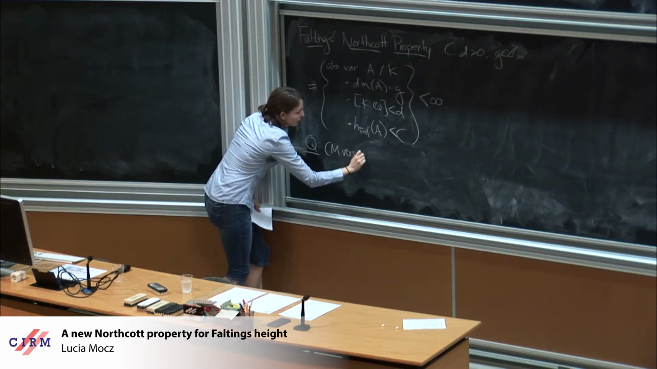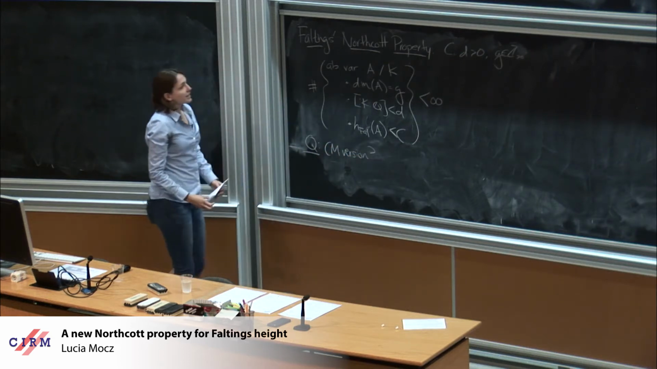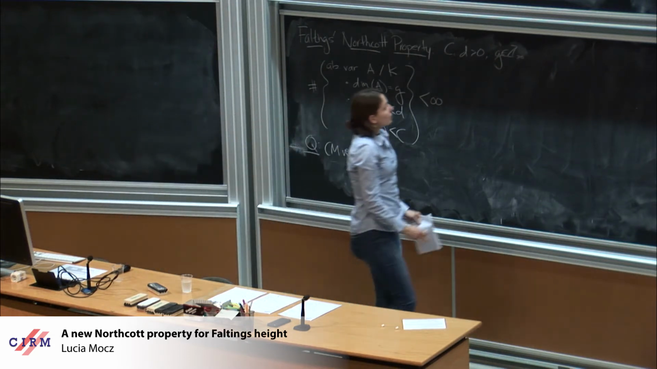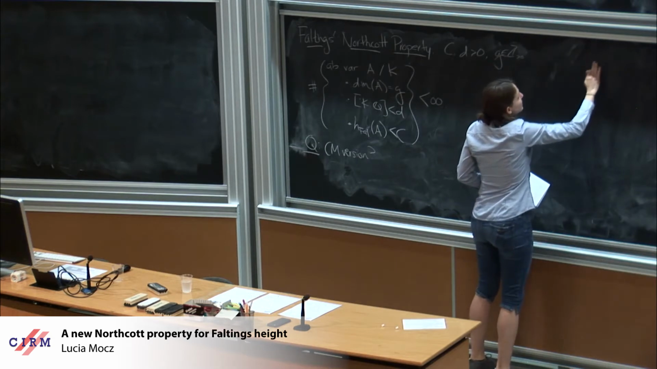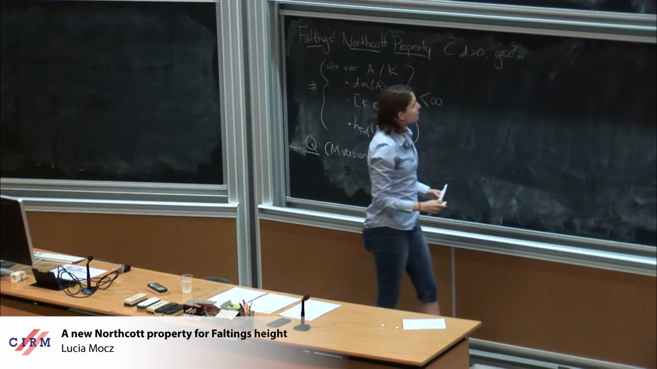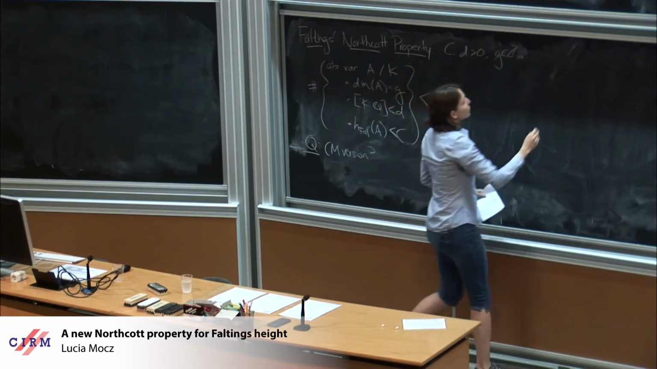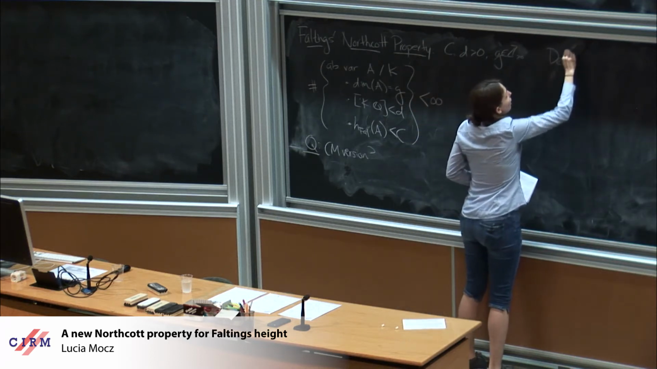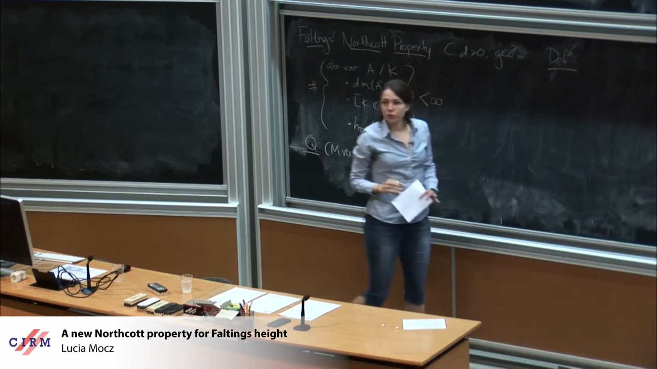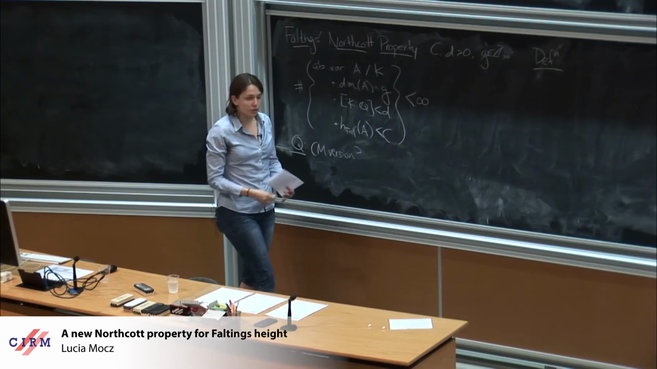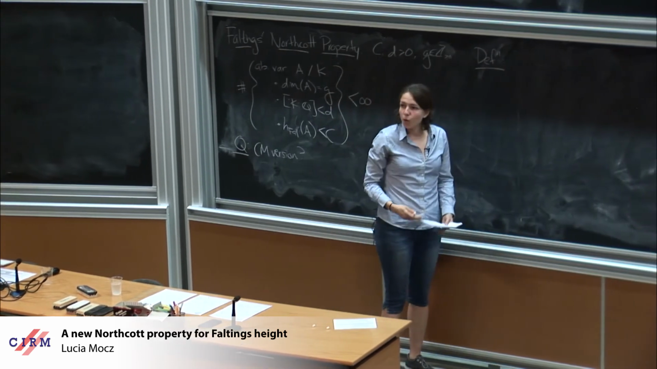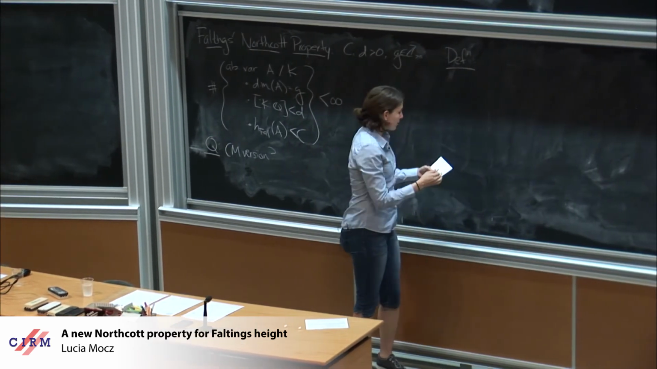Northcott property. The CM abelian varieties behave particularly well. So in order to explain what I mean by a CM version of a Northcott property, I'm going to define for you what I mean by a CM abelian variety. For this talk, I'm just going to restrict everything to simple abelian varieties just because it's notationally and technically simpler. But all of this theory holds for the more general case of CM abelian varieties.